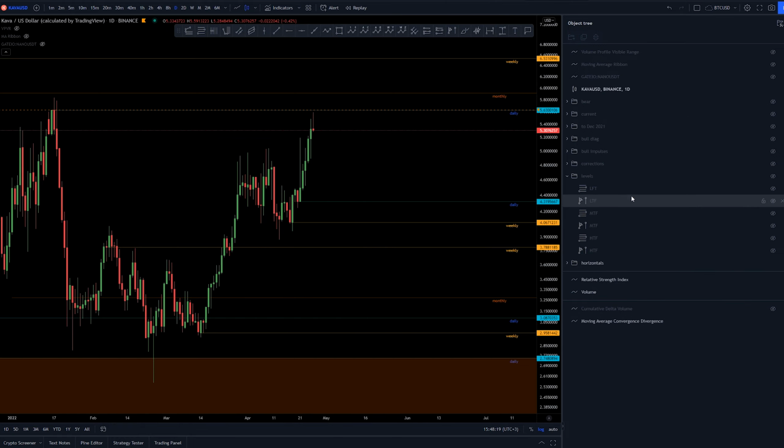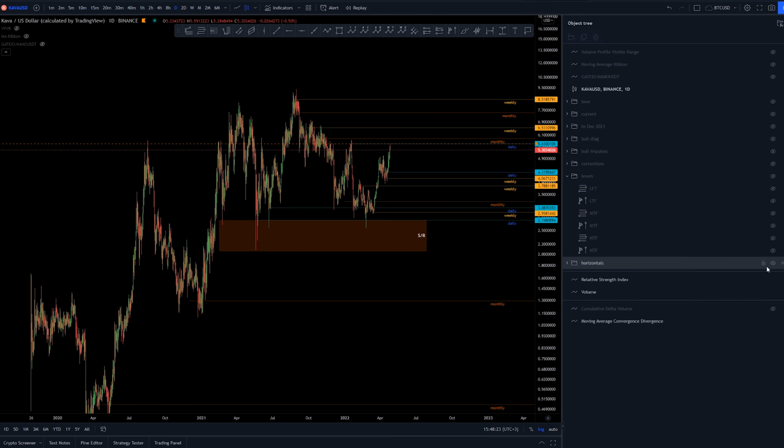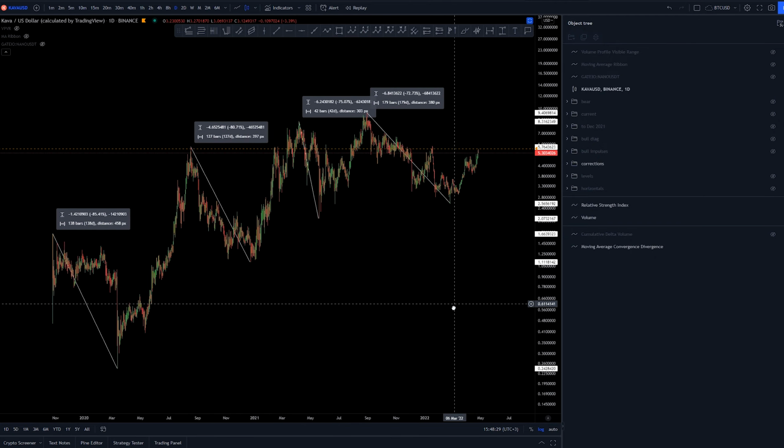But yeah, I think that's all the basic levels I wanted to share with you at the moment. So let's get going on the correction side to prepare for Elliott Wave counts.